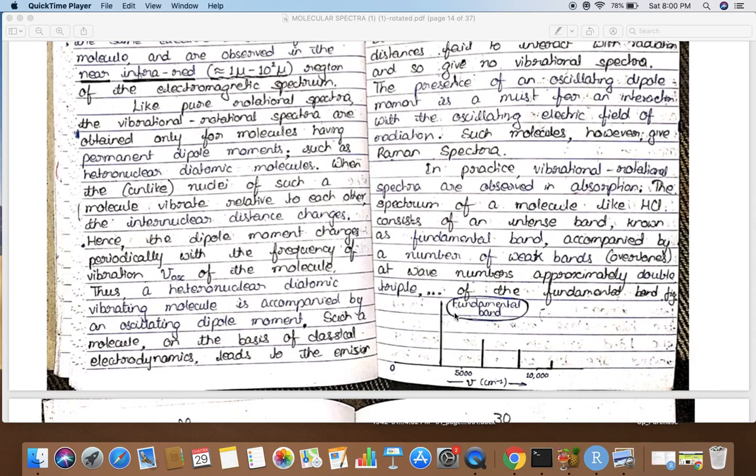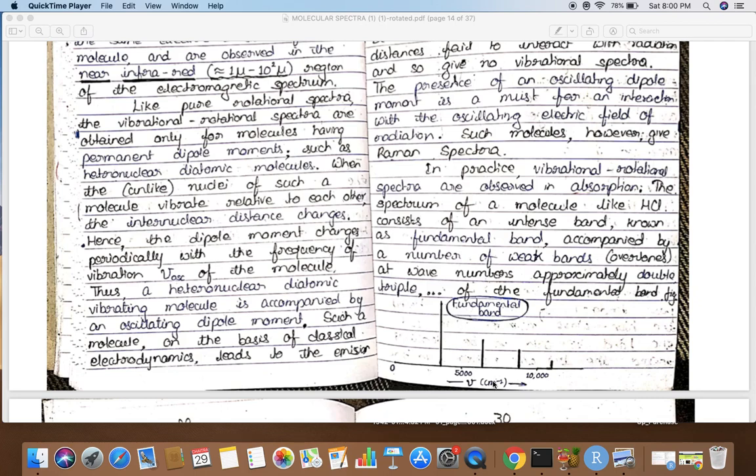So these homonuclear diatomic molecules may provide you a Raman spectra, but not a pure rotational or a vibrational rotational spectra. In practice, vibrational rotational spectra are observed in absorption. Generally, once we pass electromagnetic radiation through these molecules, they absorb a certain band, providing the absorption band. From there only we could say that these are the vibrational spectra.